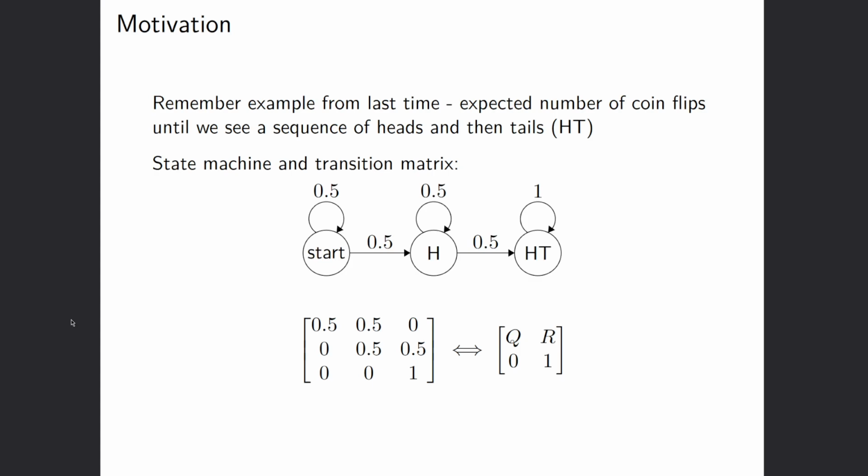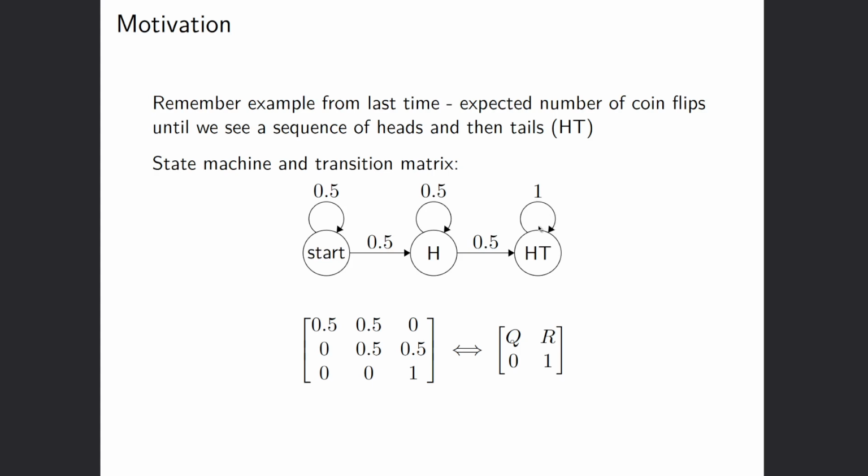So again, from last time we had this example where we were trying to figure out the number of expected flips before we saw the sequence heads, tails while flipping a coin over and over again. So we had the state machine, right, where we had a start state and we were flipping, and if we saw a tail, then with a 50% chance, that's what the 0.5 is, we would stay in the start state. If we saw a head, we would go to the head state. We saw another head, we would stay in the head state, and if we saw a tail, then we would be in the heads-tails state, and then we would just stay there, right?